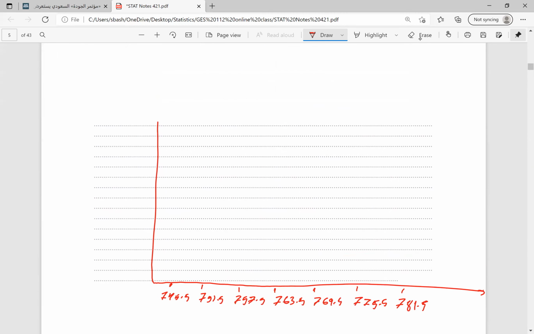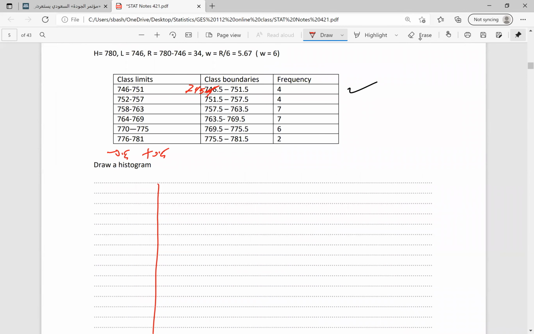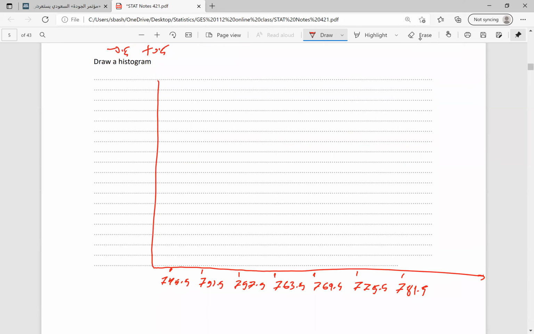For the frequencies, we have from 2 to 7. The highest one is 7. So I can use 2-step scale. So this will be 1, 2, 3, 4, 5, 6, 7. The highest one is 7.